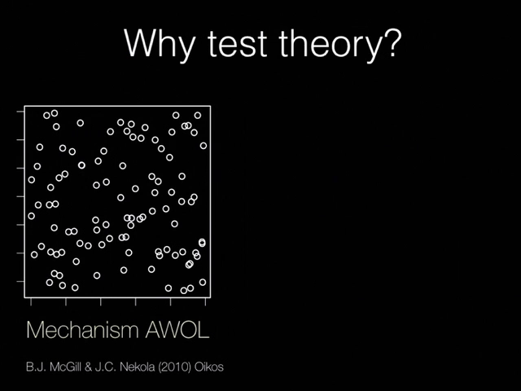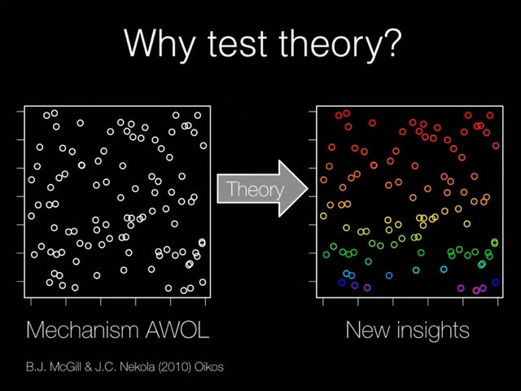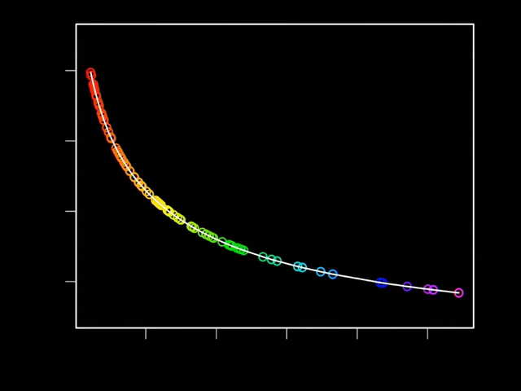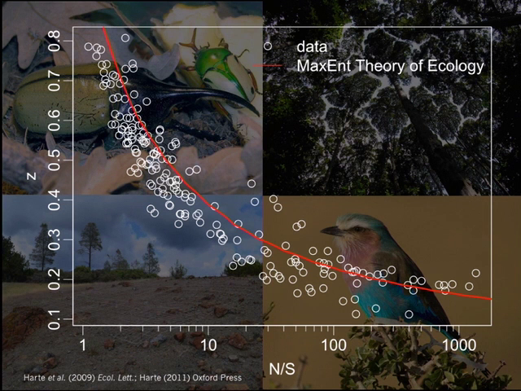Okay, so why would we bother to test theory? And this gets back a little to what Rosie was talking about. Brian McGill and Jeff Nekola had this cool paper that said mechanism just kind of seems to be AWOL in ecology. But what theory can do is give us a new perspective on old questions, on old data, and we can see whether or not those data are actually exceptional or expected. And that's exactly what this maximum entropy theory of ecology does.